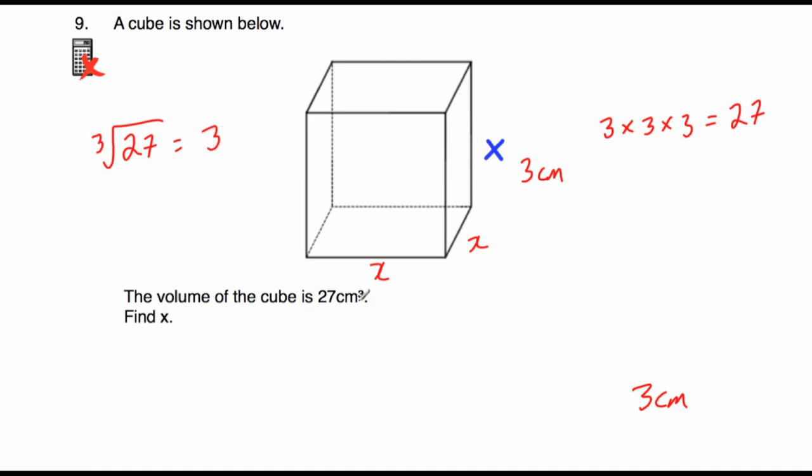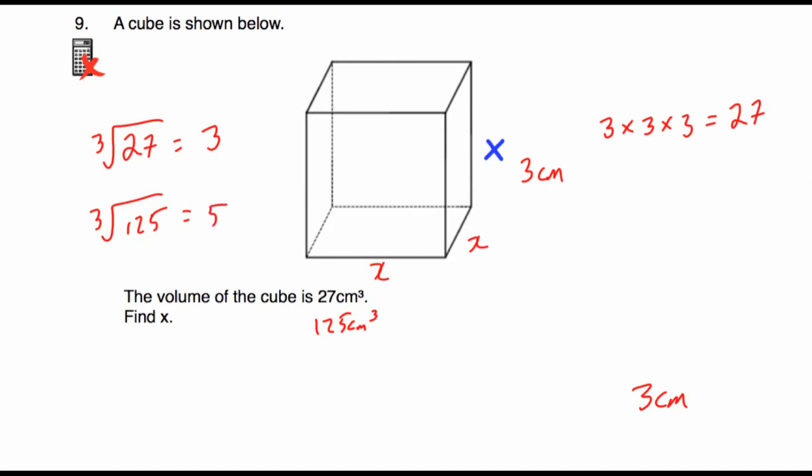If the question said the volume of the cube was 125 centimetres cubed and we were asked to find the side length, we would work out the cube root of 125. And the number that we multiply by itself and by itself again to get 125 would be 5. So that means that each of the sides would be 5 centimetres, and so on.